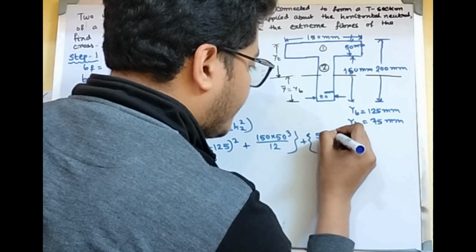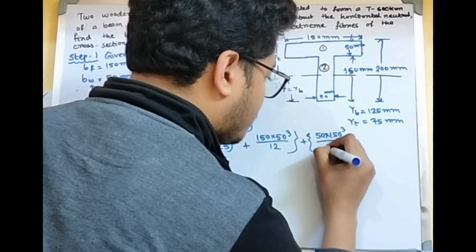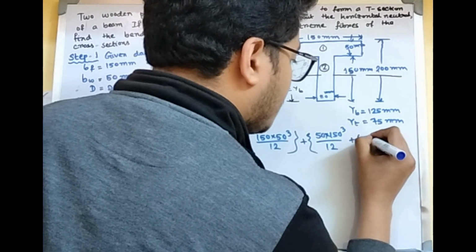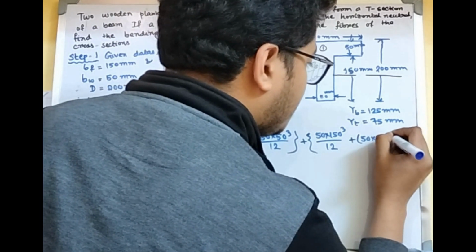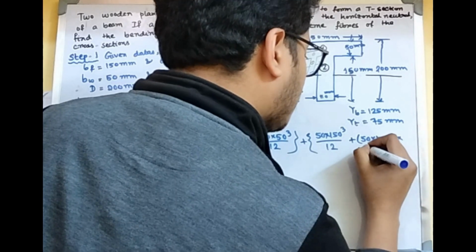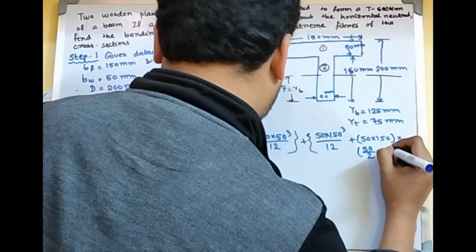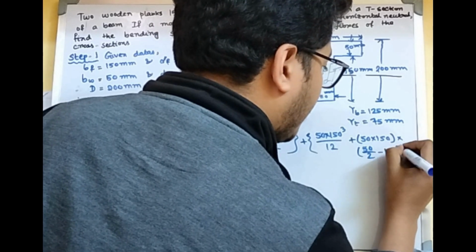50 into 150 cube by 12 plus 50 into 150 into 50 by 2 minus 125 by whole square.